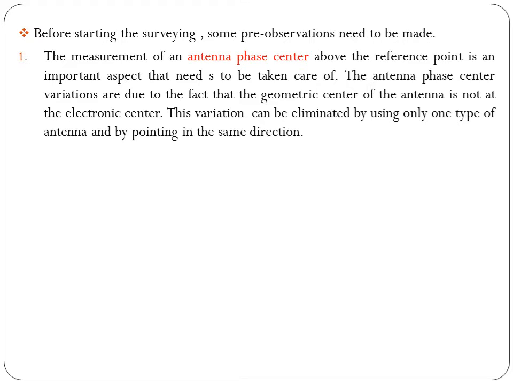The first one is the measurement of an antenna phase center above the reference point, which is an important aspect that needs to be taken care of. The antenna phase center variations are due to the fact that the geometric center of the antenna is not at all the electronic center. This variation can be eliminated by using only one type of antenna and by pointing it in the same direction.